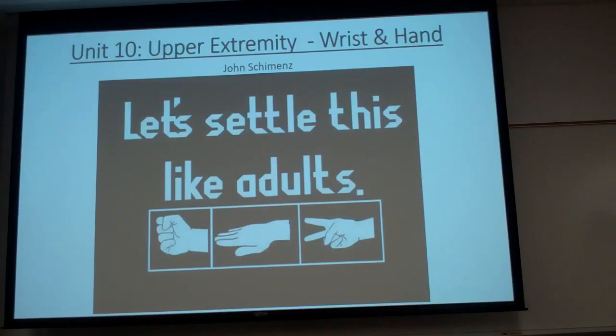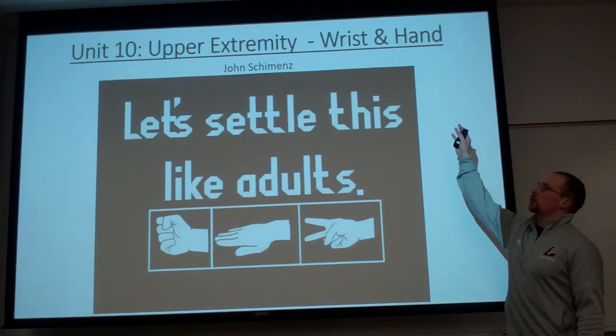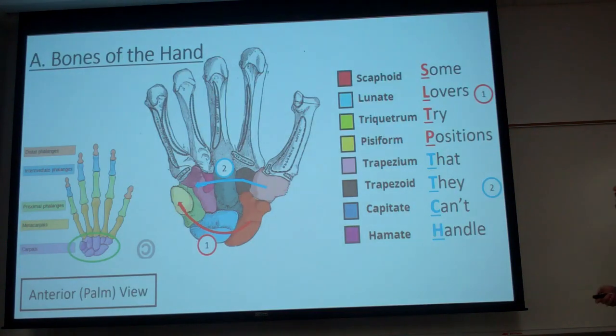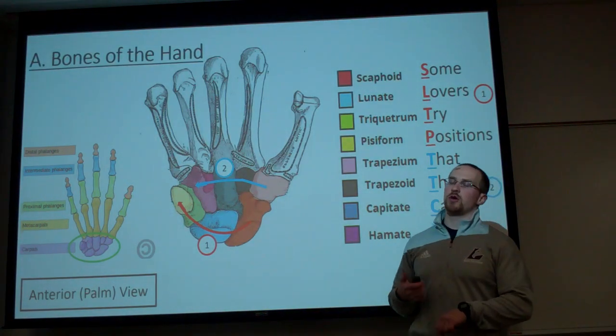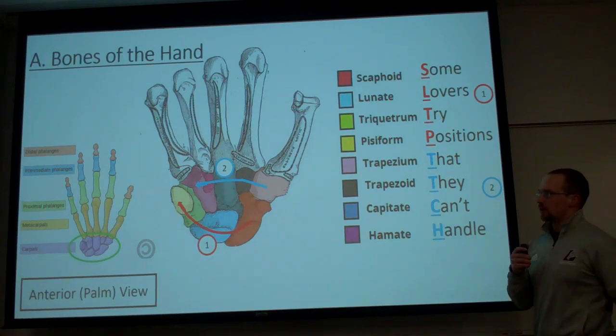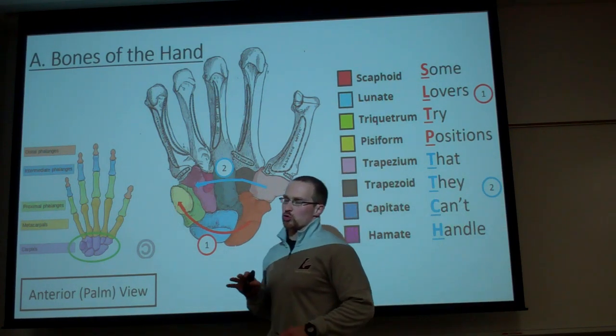So, last unit here, we've got the bones of the wrist and the hand. Fortunately, I would hope you'll be able to tell the difference between a right hand and a left hand, so I won't quiz you on that. But let's start off with the wrist.